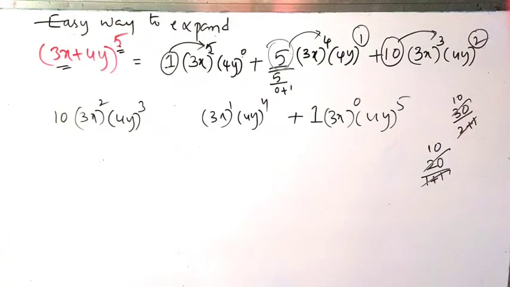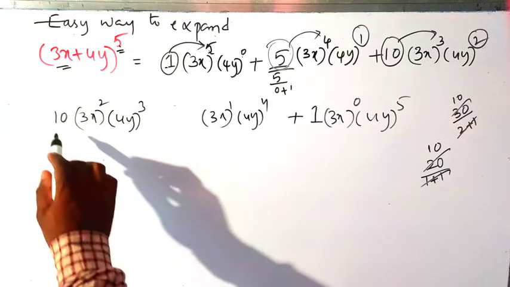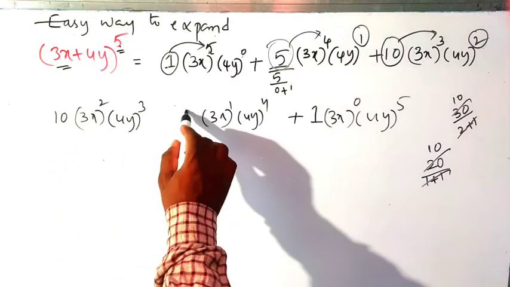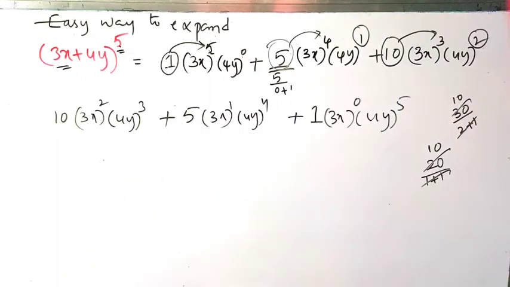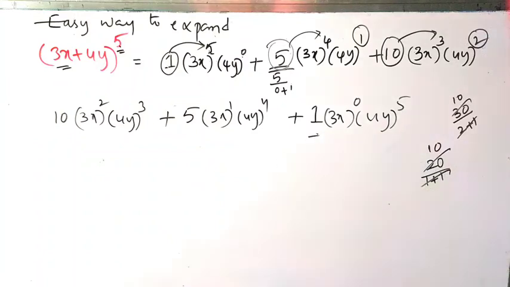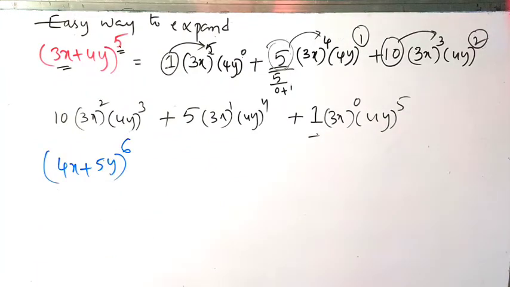Next one. 20 by 4 we get here. 2 into 10, 20. 20 by 4 is nothing but 5. Okay. So 5 into 1, 5 by 5. Again we get 1. Okay. Now 4x plus 5y whole power of 6.